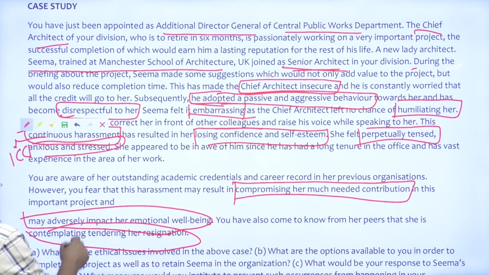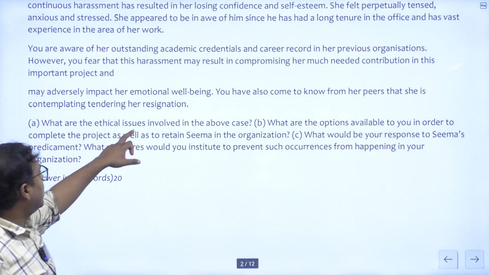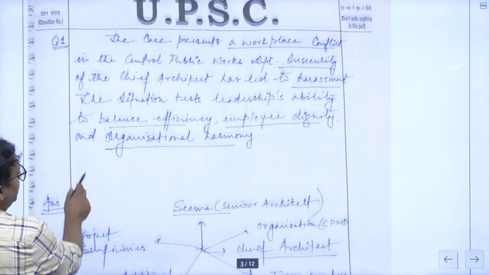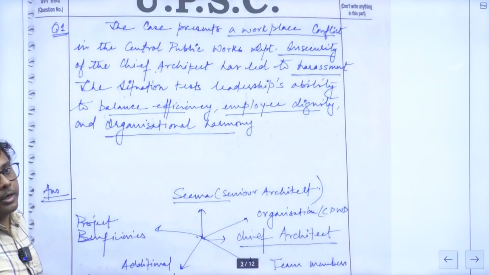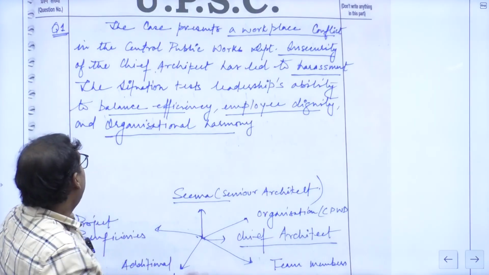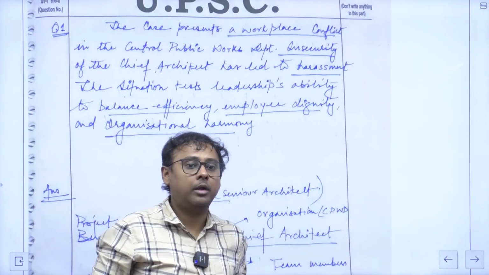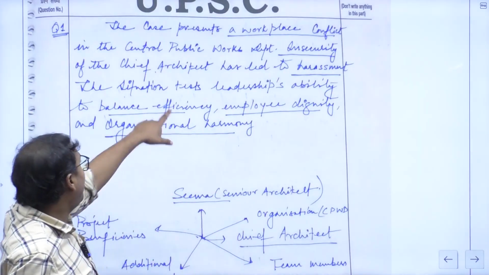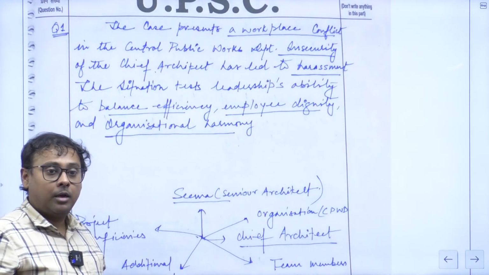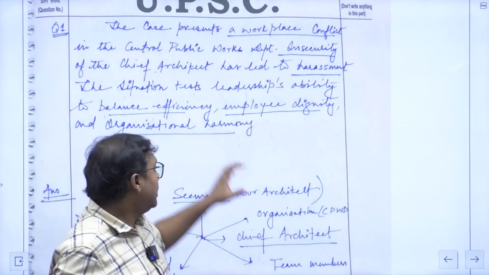Now let's come to the question. What are the ethical issues involved in the above case? Before that, I will start with the introduction. Introduction is important over here. The case presents a workplace conflict in the Central Public Works Department. In the very first line, we talk about what it is about: workplace conflict. Is it interpersonal conflict? Is it individual versus organization conflict? This is about workplace conflict.